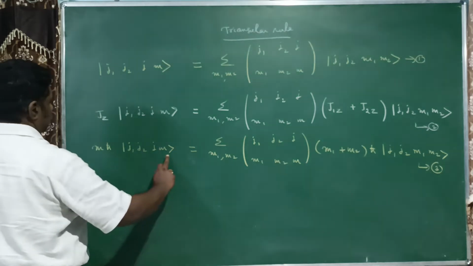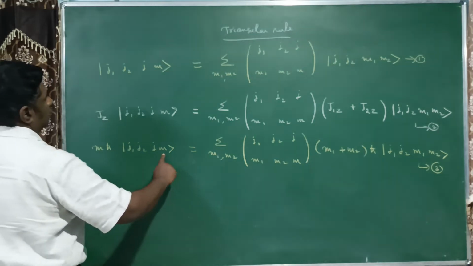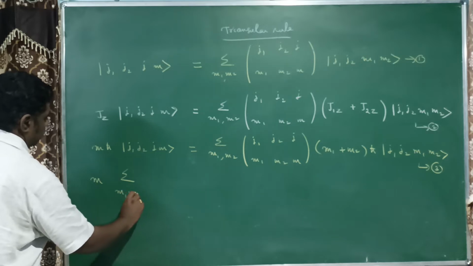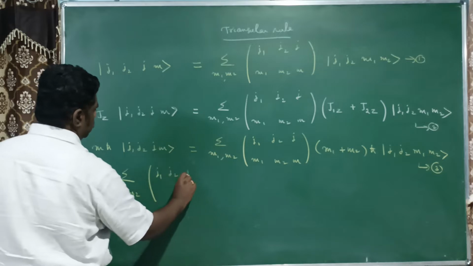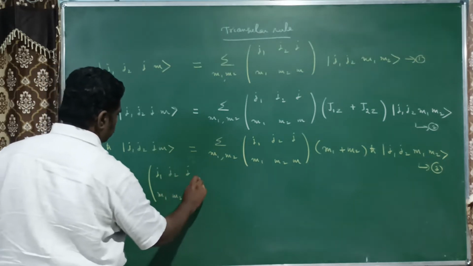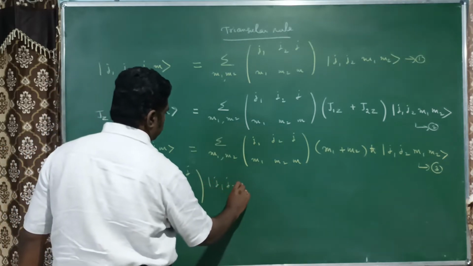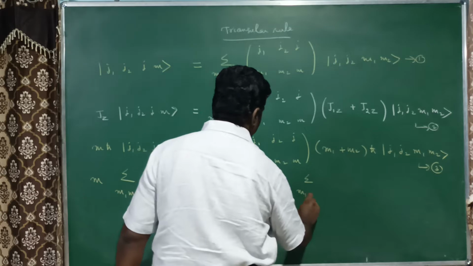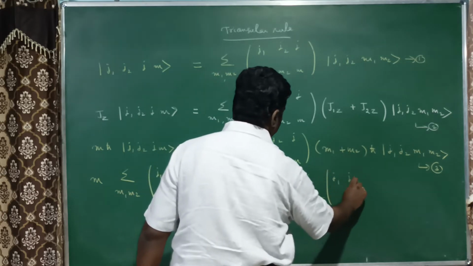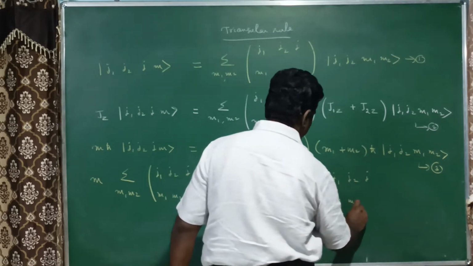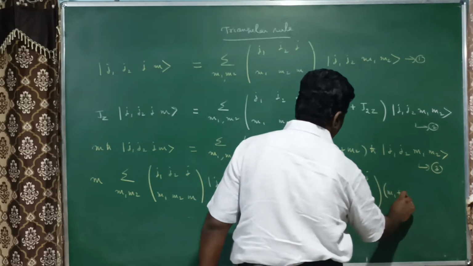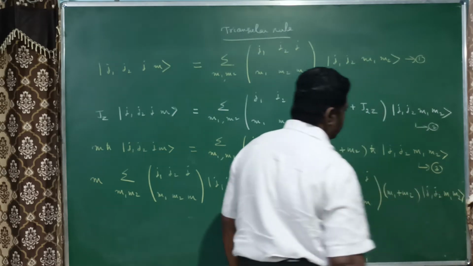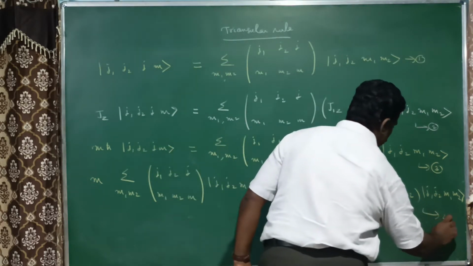At the same time, the value of m times |J1, J2, J, m> is expressed in terms of the CG coefficient and the uncoupled representation. So summation over m1, m2 of the coefficient and the uncoupled representation |J1, J2, m1, m2> is equal to the same right hand side: summation over m1, m2 of the coefficient multiplied by (m1 plus m2) into |J1, J2, m1, m2> in ket space. So this is equation number 4.